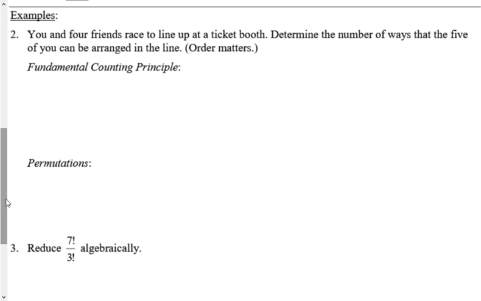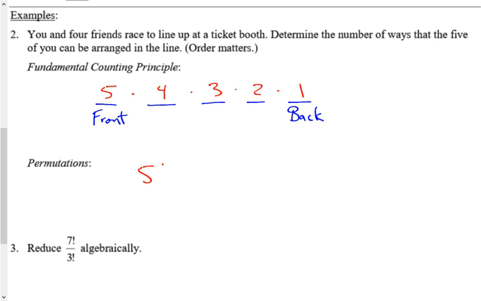Anyhow, suppose you and 4 friends race to line up at a ticket booth. The number of ways the 5 of you can be arranged in a line, well, this we could think fundamental counting principle, as we did yesterday. So we have who's going to be in the front, and then all the way to who's going to be at the back of the line. And what are our options? Well, assuming it's random, any of the 5 of you could be at the front of the line, and then any of the 4 left over, 3 and 2 and 1, which is 5 factorial. So whenever we have a certain number of objects, in this case people, and we're looking at how many ways to arrange all of them, we just take how many there are, factorial, there we go, ta-da, and we get 120.